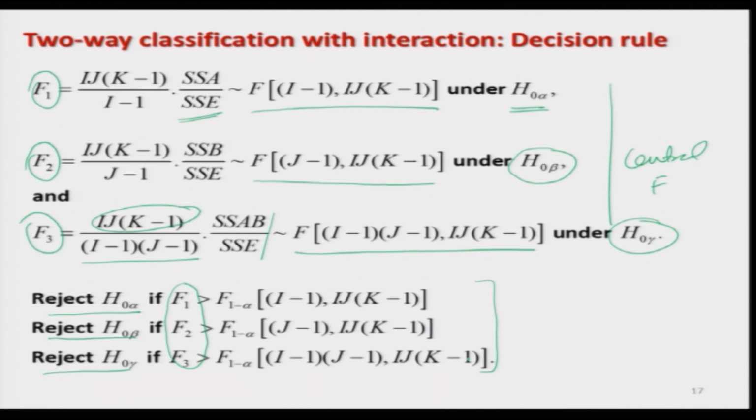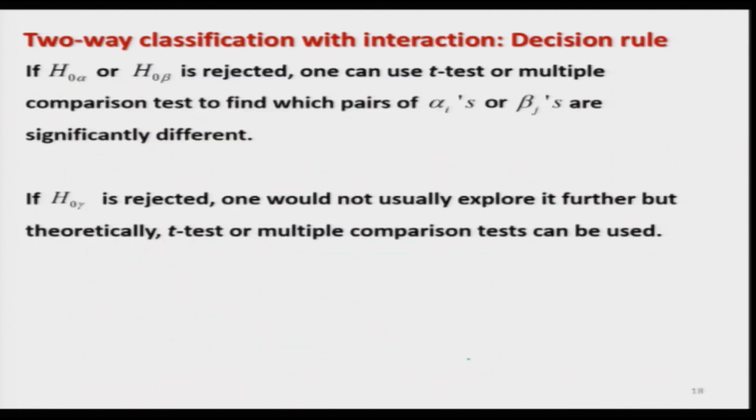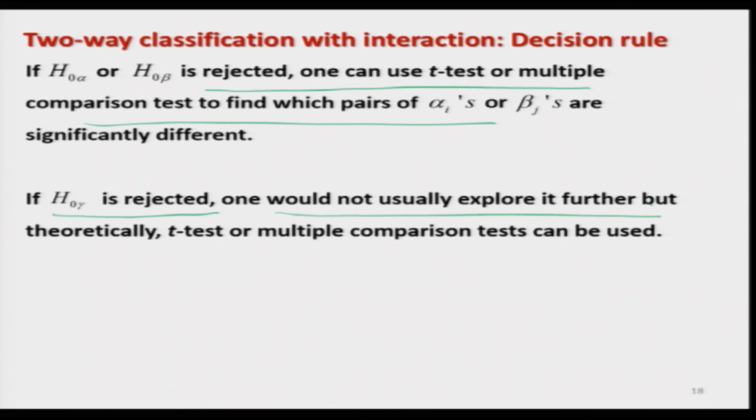Now, you know how to take such calls without any problem. In case H naught alpha or H naught beta is rejected, then one can use the t-test or multiple comparisons to find which pairs of alpha i's or beta j's are significantly different. The effects that have the same values, or for which the hypothesis is accepted, can be clubbed together in a single group, and the process of the multiple comparison test can be followed without any problem. Now, what will happen if H naught gamma is not accepted? Then one would not usually explore it further, but theoretically the t-test or multiple comparison tests can be used.